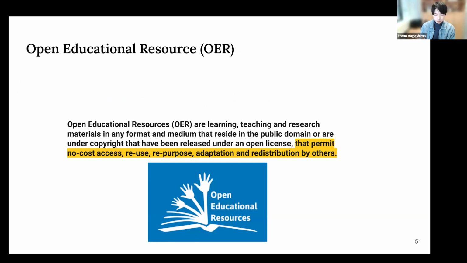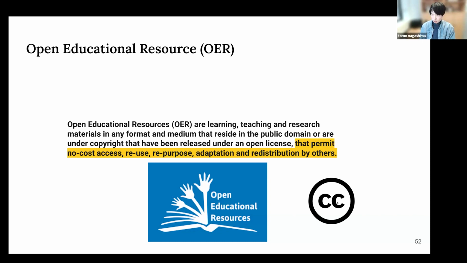So if you randomly search for some educational resources online, most likely what you find is copyrighted materials, which means that you could use it for your study, for example, but you cannot remix that content with other content, or make revisions and then redistribute it as your own work. That is not permitted. But open educational resources are a type of resource that allow you to do anything with the resource.